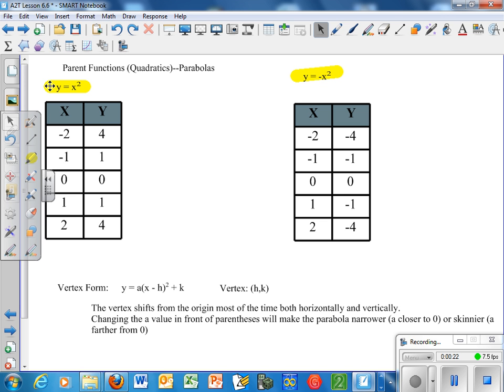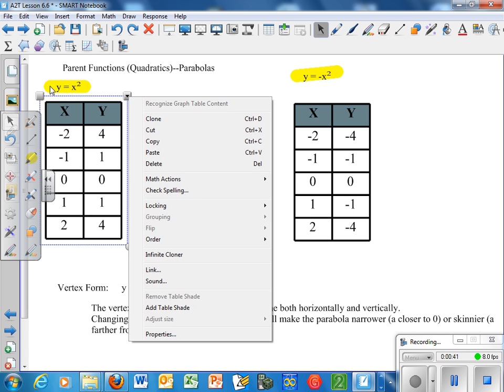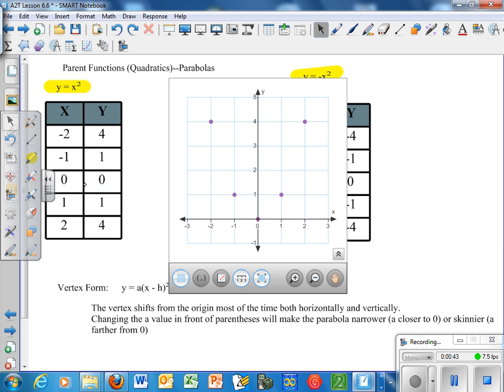Whether you square a negative or a positive on y equals x squared, you're going to end up with positives in the y column. When you have the opposite of x squared, you plug them in, you square it, and they actually turn back negative, except for 0. But if we were actually going to graph these, if I took this table and hit graph, we'll go down here to math actions and say generate graph. There's what it looks like. You've got the general basic shape of a parabola that opens up.